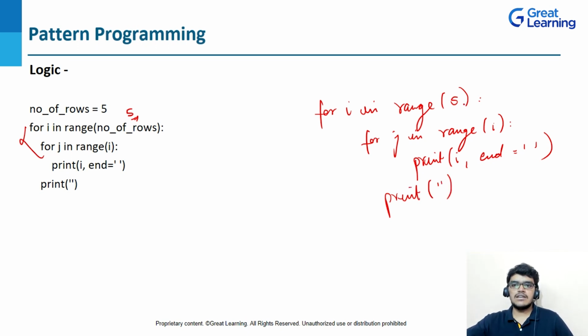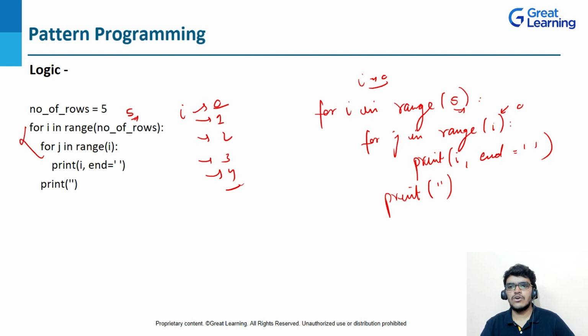So for i in range 5, basically what will happen here, i value will be 0, 1, 2, 3 and 4. So first i will take the value as 0. So for 0 value, 0 will go here. For j in range 0, will it print anything? No, it will not print anything.